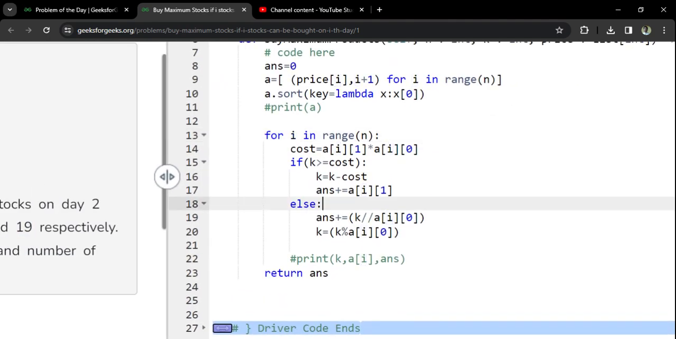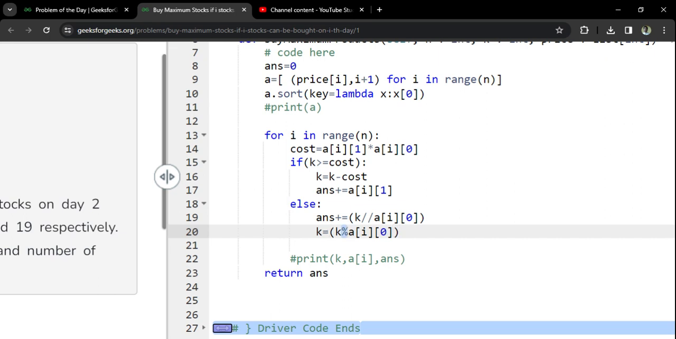If we run out of money, we'll come to this part. What we're doing here is seeing whatever is the max which we can purchase, so we're purchasing only that. How many stocks I have purchased, I'm adding that to my answer. And how much amount is remaining, that we are calculating here. How to do that? We are taking the remainder. This is the modulo, which is a remainder.